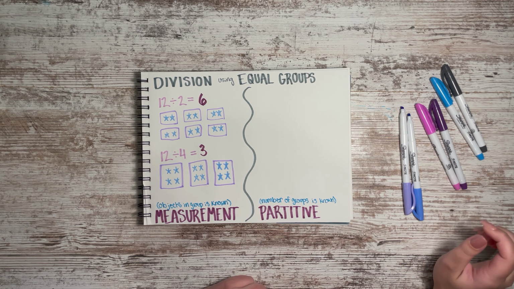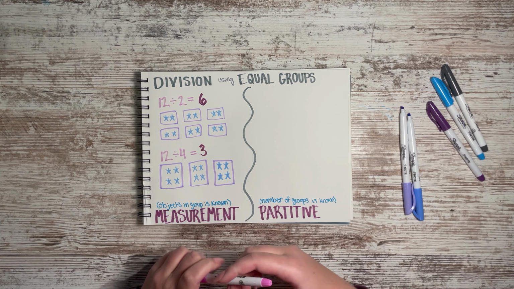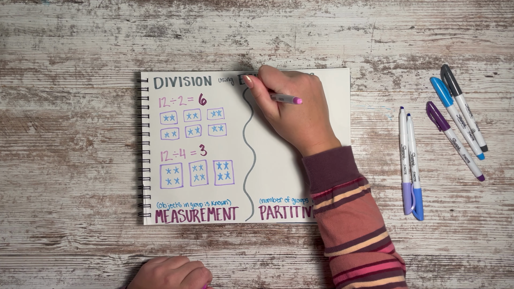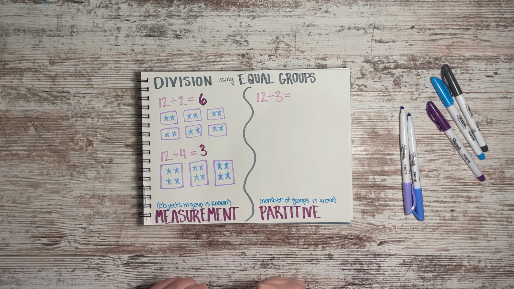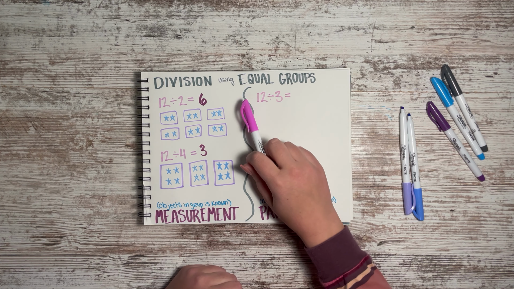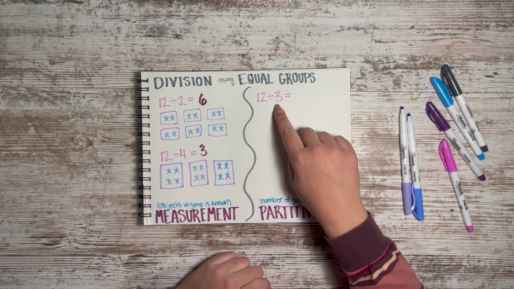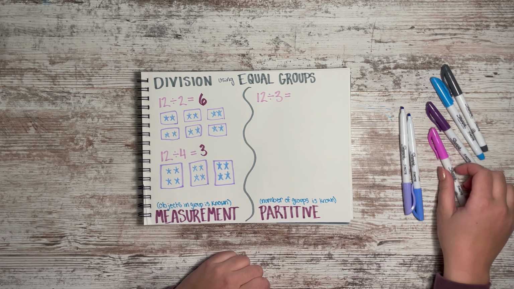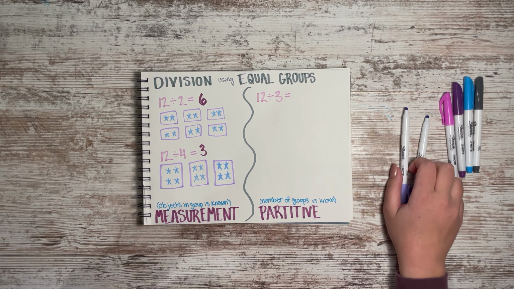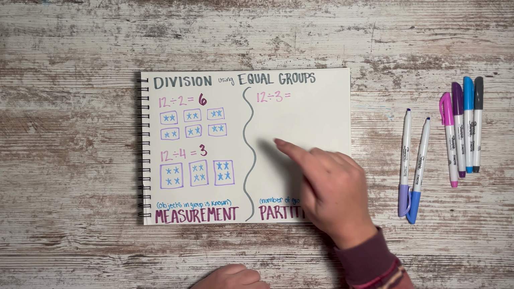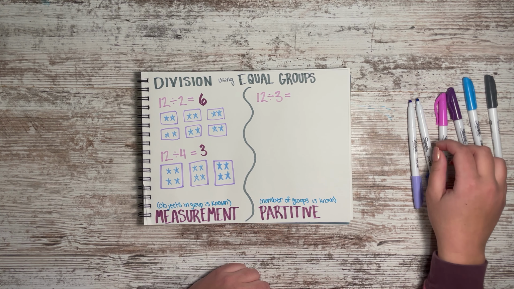Alright, so I want to solve 12 divided by 3 using this method. So let's write 12 divided by 3. So if I know the number of groups and I don't know the number of objects, then what I can do is make 3 equal groups. So we're going to make enough groups, so 3 groups, and fill those with 12 stars. And however many stars are in each group is going to be my quotient.